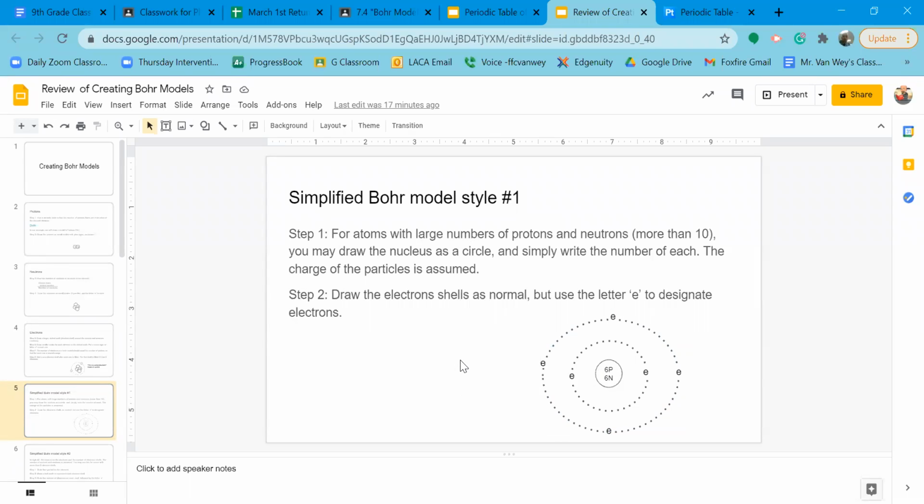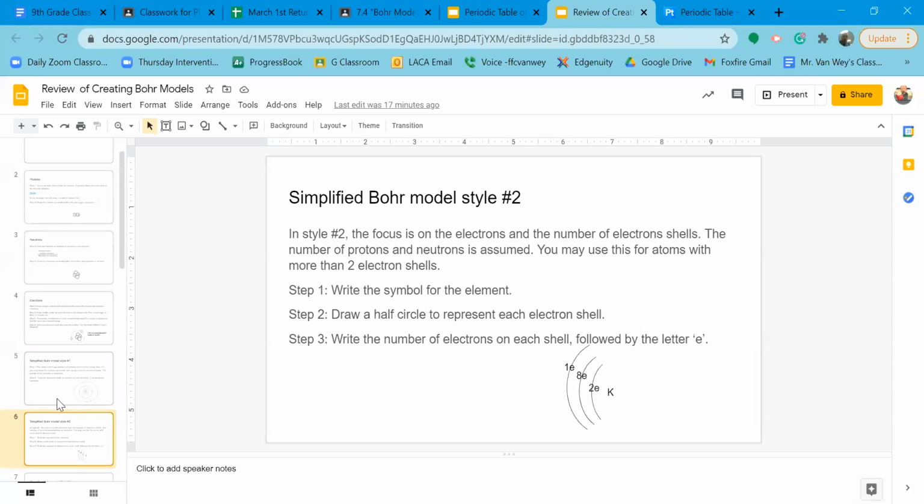And we're going to draw the electron shells as normal, okay? Because when we start to zoom out and look at larger atoms, we start to focus on the electrons more and more. So here we're just going to draw the electron shells, and we're going to put E's to designate each electron. You could put these in little circles if you wanted. You might not want to leave just a bare negative sign there because you might think it's another dot. But that's just a little simpler style when you have tons of protons and neutrons.